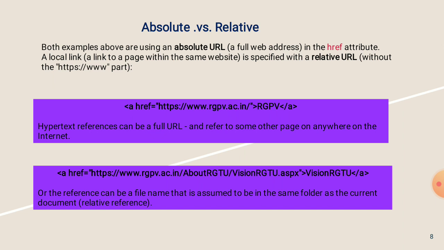So we use an absolute URL, a href http://www.rgpv.ac.in, then we use a relative URL. The syntax is a href with the URL, for example www.rgpv.ac.in absolute, or vision rgtu.aspx relative. That means the hypertext reference can use a full URL, or a reference can be a file name that is assumed to be in the same folder as the current document.